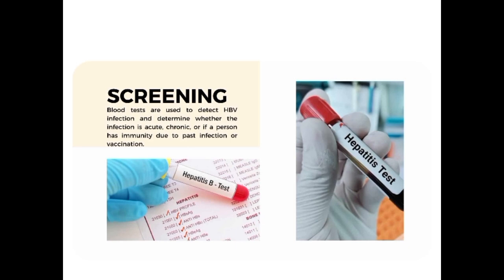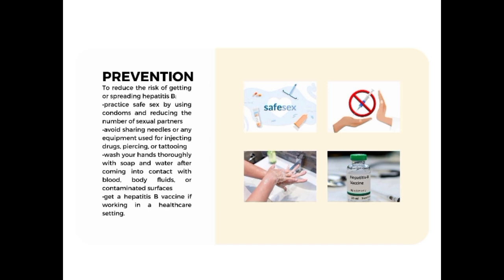How to tell if you have hepatitis B infection? Blood test is the most efficient way to tell if an individual has hepatitis B infection, and also to determine if the infection is acute or chronic. Here are ways to prevent hepatitis B infection. To reduce the risk of getting hepatitis B infection, a person must practice the following. Practice safe sex by using condoms and reducing the number of sex partners.